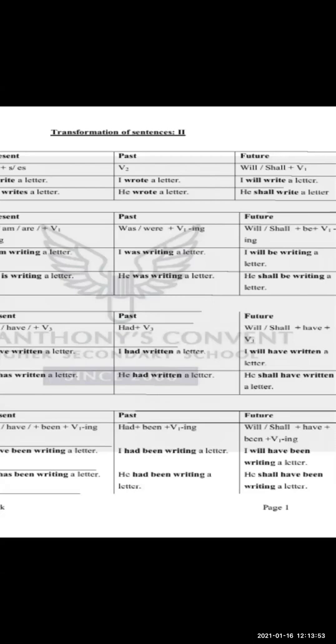Okay, but this is the past perfect tense. And what's the meaning of perfect tense? It shows the action which is already finished and completed. So that's the reason our sentence is: I had written a letter. We are using had here. Why? Because this is a past perfect tense.